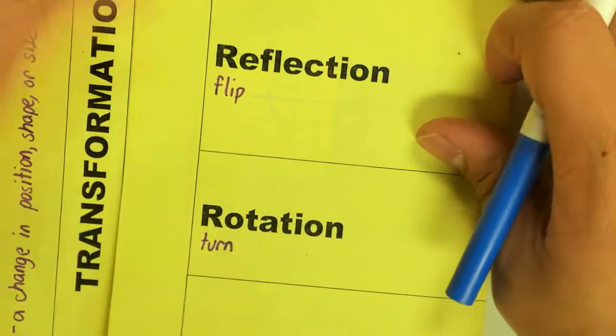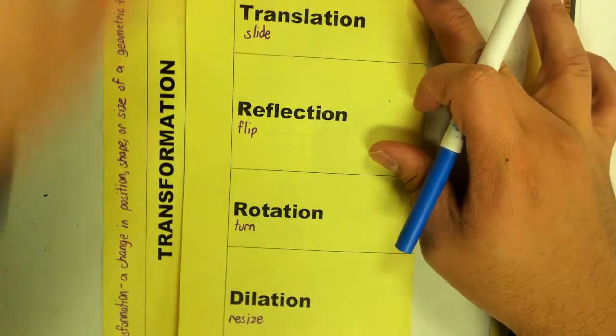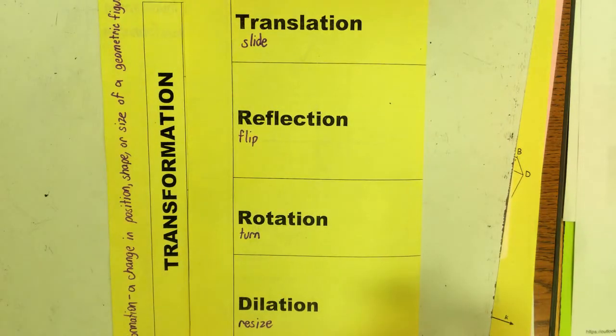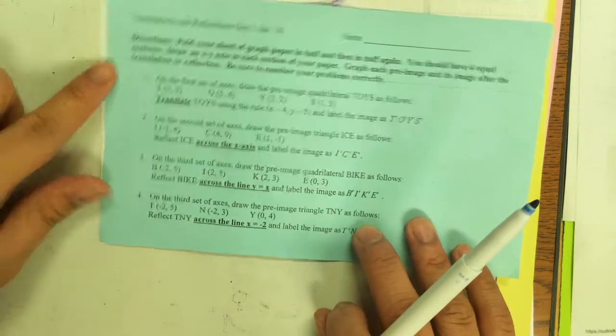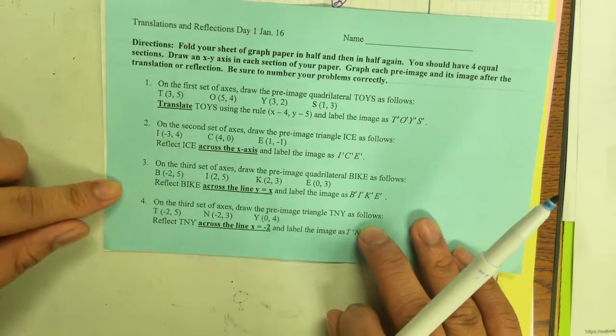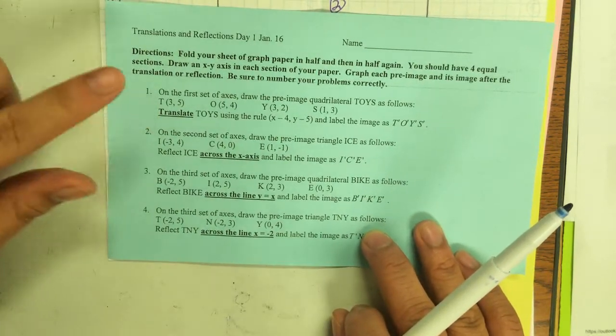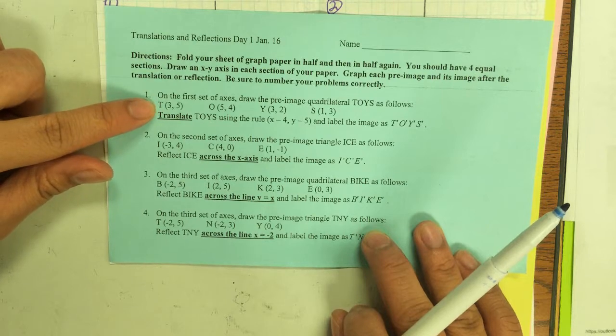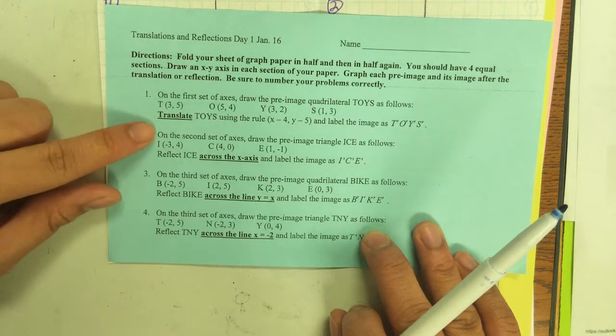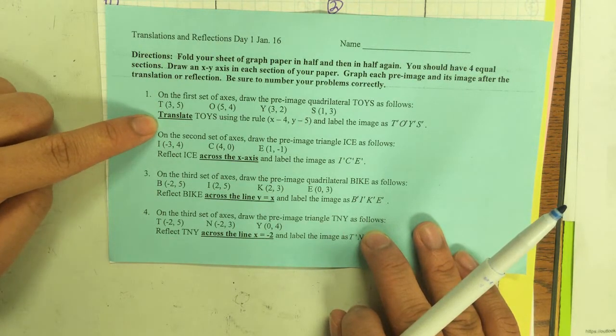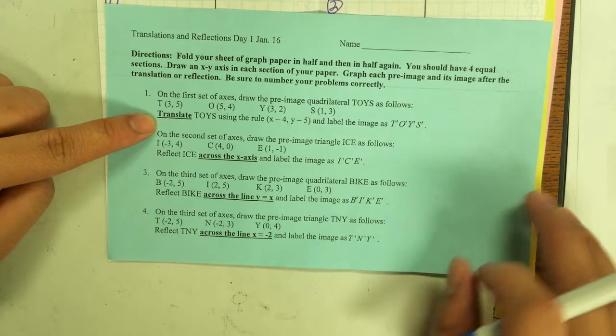So there you have the 4 different kinds of transformations. Now let's see this in action with some problems. Okay, so I have 4 sets of problems right here. And for each problem, it gives you your original pre-image points, and it gives you the rule, how do we transform it by, and we have to graph the new image points.